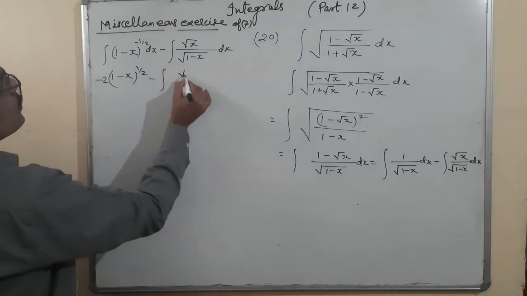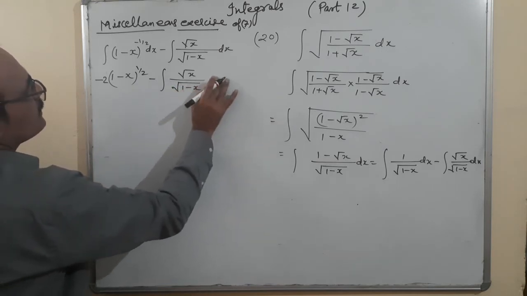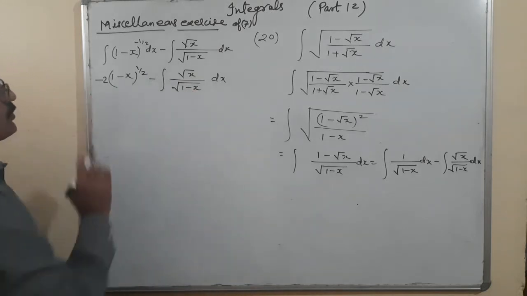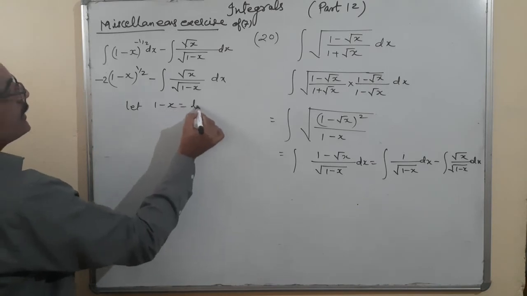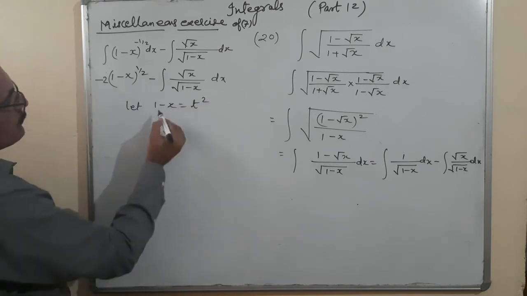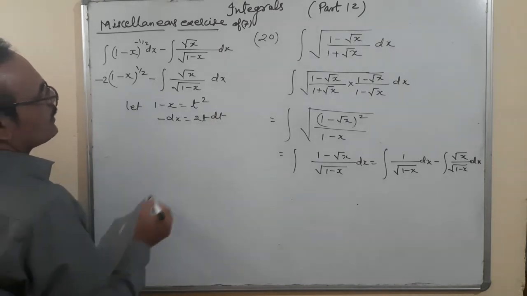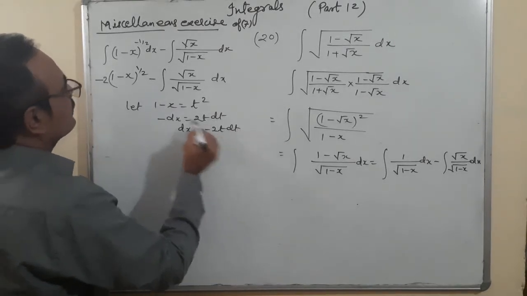Minus root x upon under root 1 minus x dx. Here what should be done? The second part, first is already solved. We'll consider that 1 minus x is equal to t square. Therefore minus dx is equal to 2t dt. Okay. So dx is equal to minus 2t dt.